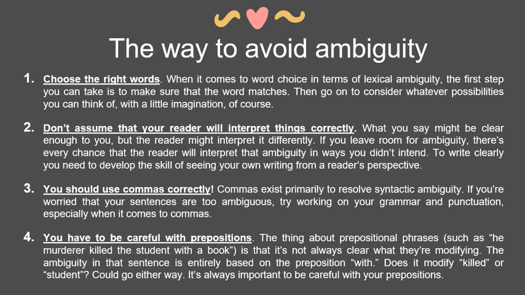So here we go. I have put the solutions on how to avoid ambiguity. There are four ways to avoid ambiguity. The first one is you have to choose the right words. When it comes to word choice in terms of lexical ambiguity, the first step you can take is to make sure that the words match. Then go on to consider whatever possibilities you can think of, with a little imagination, of course.